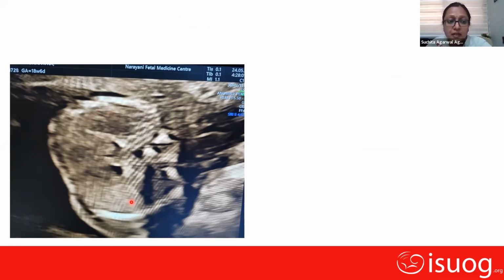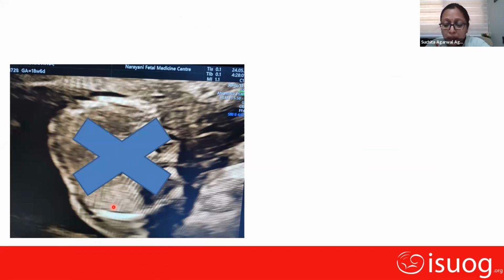These are the kind of images I used to get when I started taking biometry. So is this a correct AC plane? I'm finding multiple ribs. I see only a faint stomach shadow. It's not, it's more oblique. Is this a correct plane? No, this is a wrong plane.